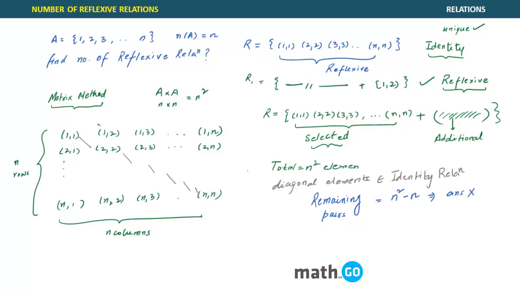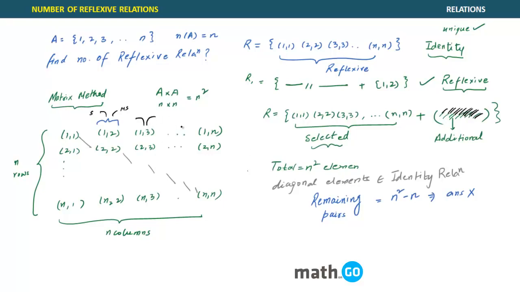Now let's talk about this particular element 1 comma 2. It is one of the n square minus n elements. It could be selected or not selected, again according to permutation. It could be selected, S for selection, or it could be not selected. To put it in this particular range, let me again shade it. The same could happen for 1 comma 3.